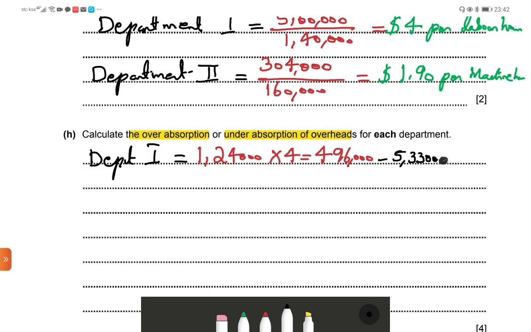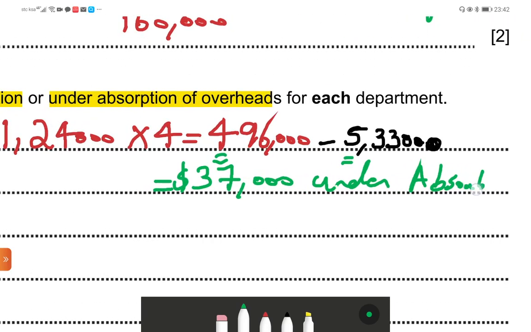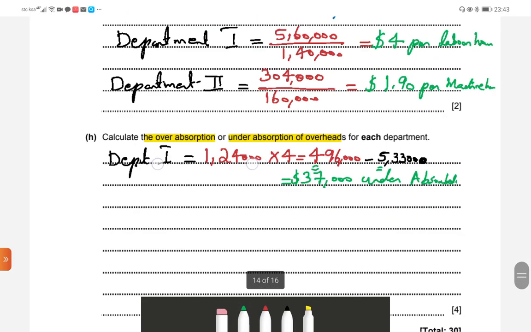Budgeted is 496,000, but actual is 533,000. If the actual is more and budgeted is less, we calculate the under or over absorption based on the budgeted. Here the budgeted overhead for 124,000 hours is 496,000, while actual is more. How much is the difference? 37,000. Is the budgeted more or less? Less. So we can say 37,000 under absorbed. Are you clear, children? Under absorbed.